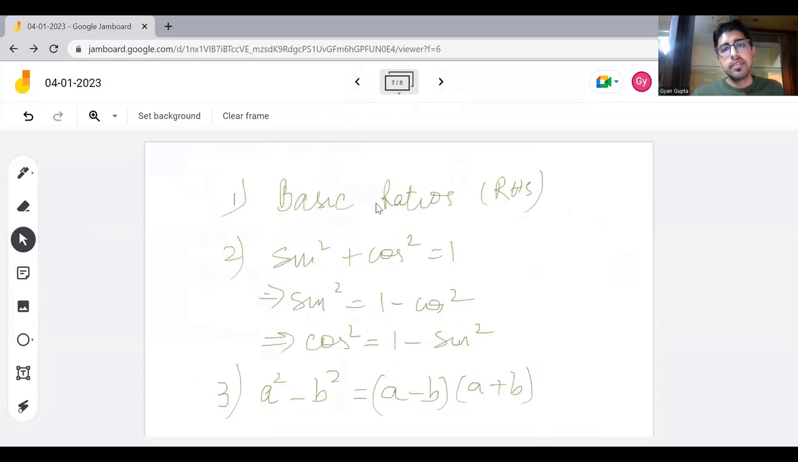So these basic ratios, if the RHS is in the basic trigonometric ratios, convert your LHS also to the basic trigonometric ratios first. Otherwise, the three trigonometric ratios that we used, along with a combination of this algebraic identity, form the crux of most of the questions.